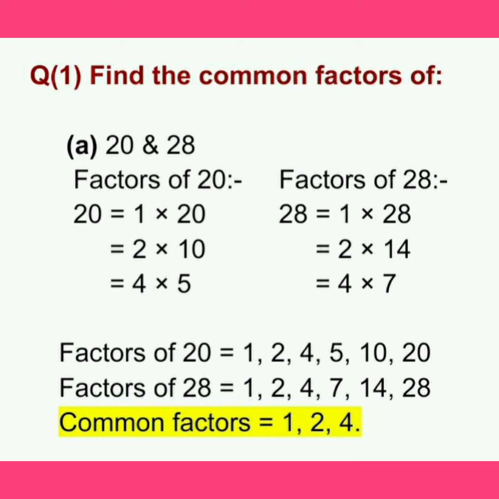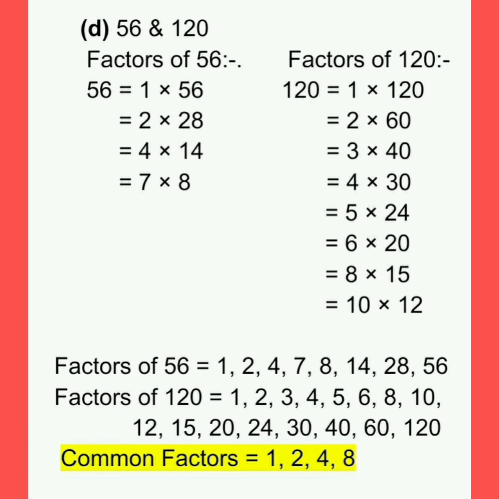Now, one more example, one more sum I will solve for you, 56 and 120. Factors of 56, as you know, are 1, 2, 4, 7, 8, 14, 28 and 56. And factors of 120 are 1, 2, 3, 4, 5, 6, 8, 10, 12, 15, 20, 24, 30, 40, 60 and 120. As you see, the common factors are 1, 2, 4 and 8. In this way, you have to do the other sums I have given you in homework.